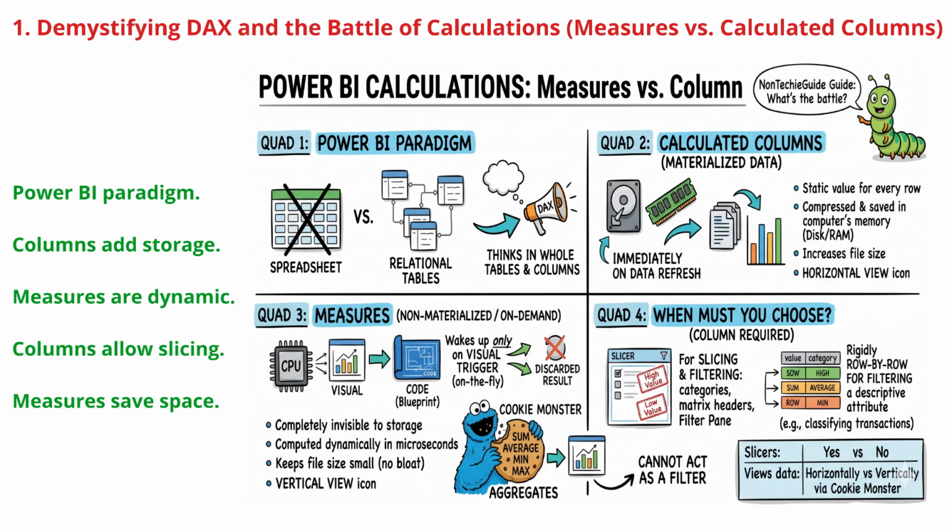view. Measures, however, are invisible code blueprints. They wake up dynamically, only when a visual triggers them, acting vertically like Cookie Monster gobbling up aggregates. These keep your file size small. You must choose columns for slicing, setting matrix headers, or rigid row-by-row filtering, because measures cannot act as filters.